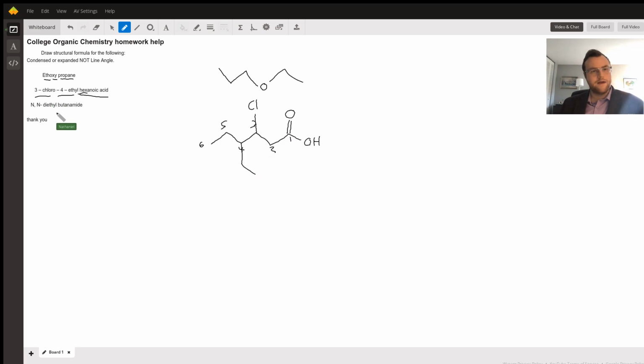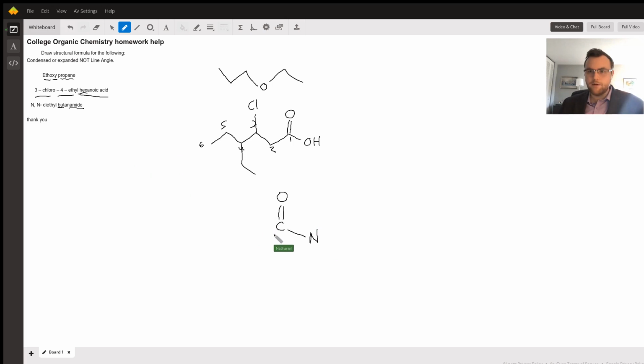All right, moving forward. Now we have N,N-diethylbutanamide. So we should already be seeing but as in 4 carbons. And then an amide is a group that's an O double bond to a C that's bonded to an N, O-C-N, as such. So this takes care of the amide group.